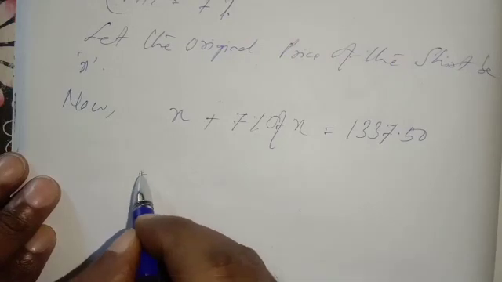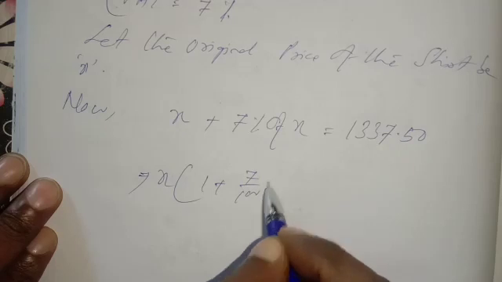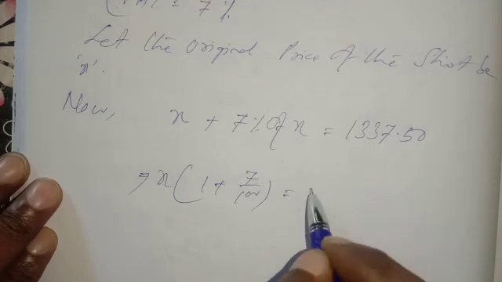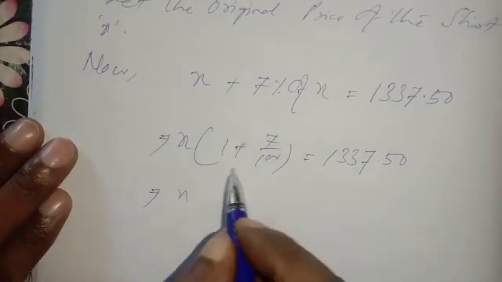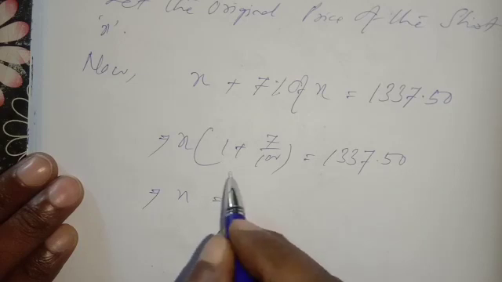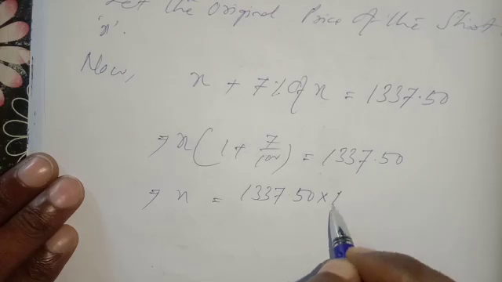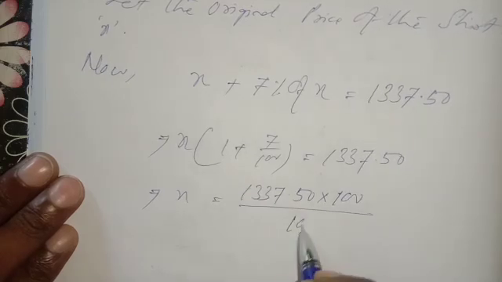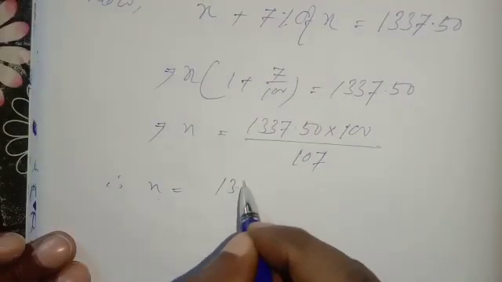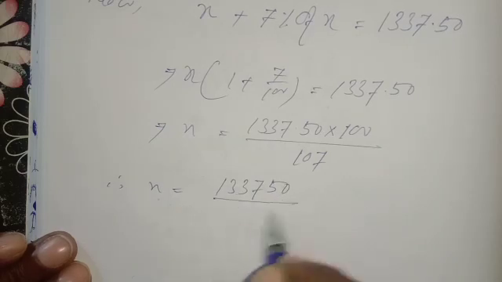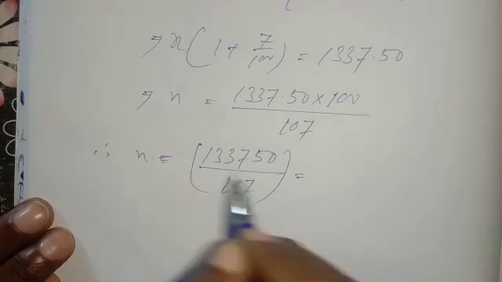Now take X common here. 1 plus 7% is 7 by 100. It is coming how much? 1337.50. Taking LCM, this will be 107 by 100. Now 100 will go off. 1337.50 into 100 divided by 107. If I multiply 100 here, this point will vanish. That is 1337.50 divided by 107. Just divide, you will get the original price of the shirt.